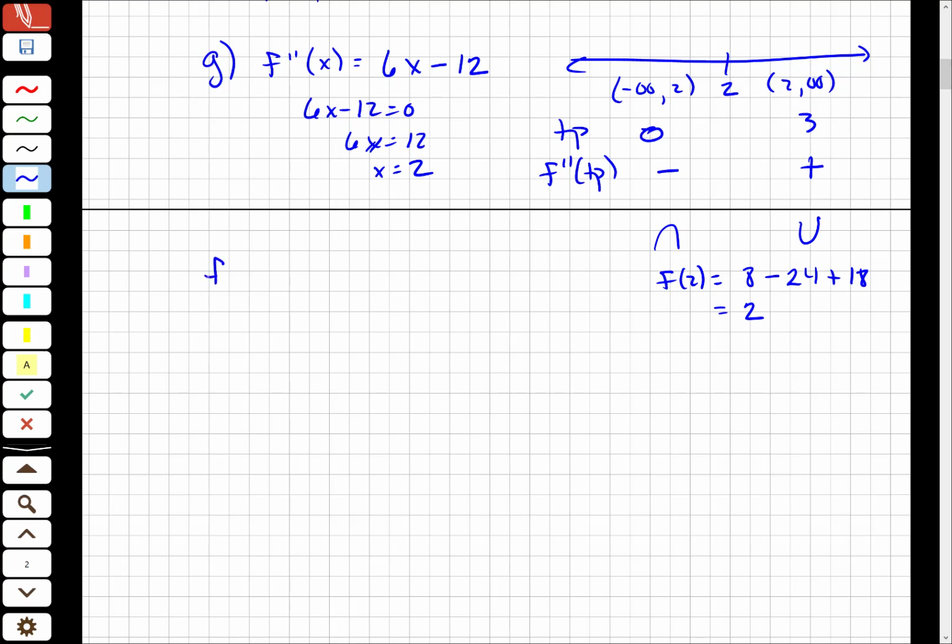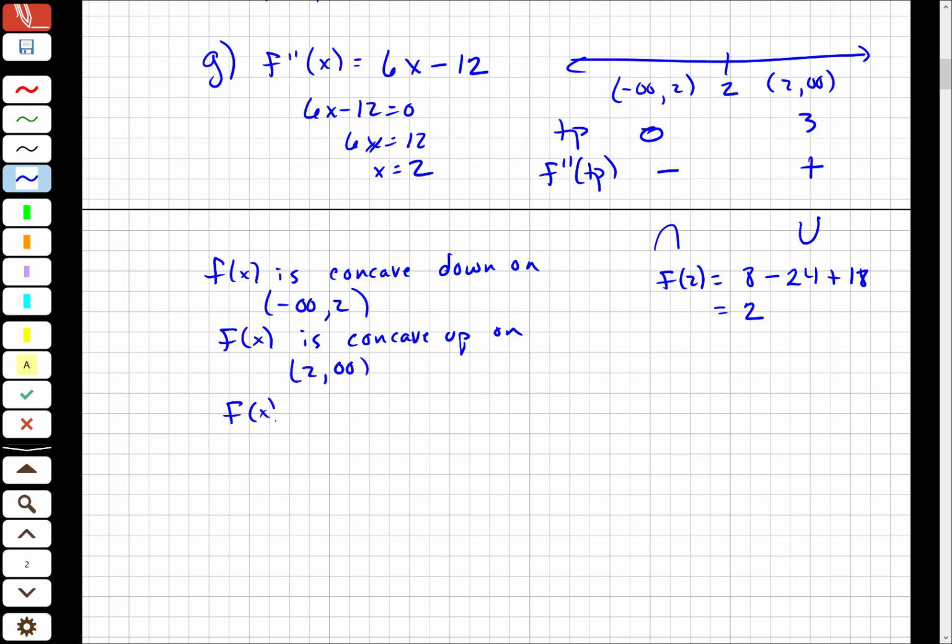Okay, so then I write this conclusion. F of x is concave down on minus infinity to 2. F of x is concave up on 2 to infinity. F of x has a point of inflection at 2, 2. Okay.